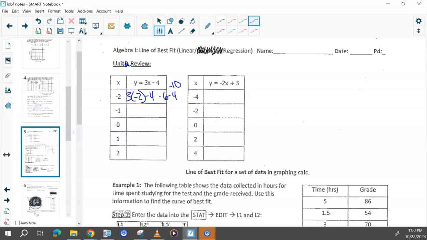Okay. Do the same thing for the rest of this table. Put in that x value. Find what that y value would be. What would this one be? -7. If I put in 0, what would that y value be? -4. If I put in 1, -1. And then if I put in 2.